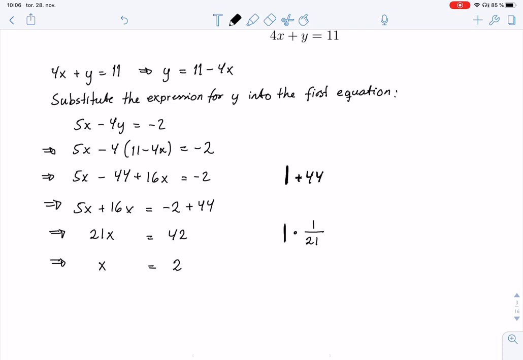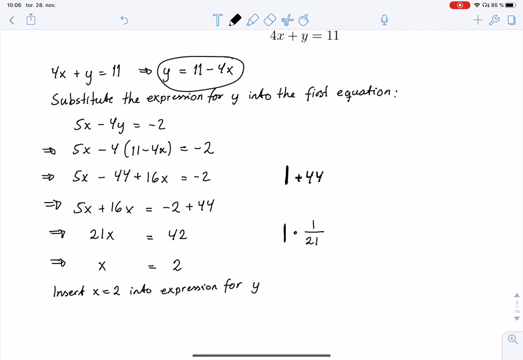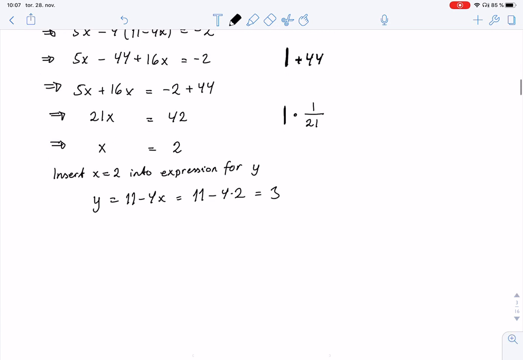And then we insert x equal to 2 into the expression for y, namely this one. y equals 11 minus 4x, then becomes 11 minus 4 times 2, which is 3. And then we check our solution.